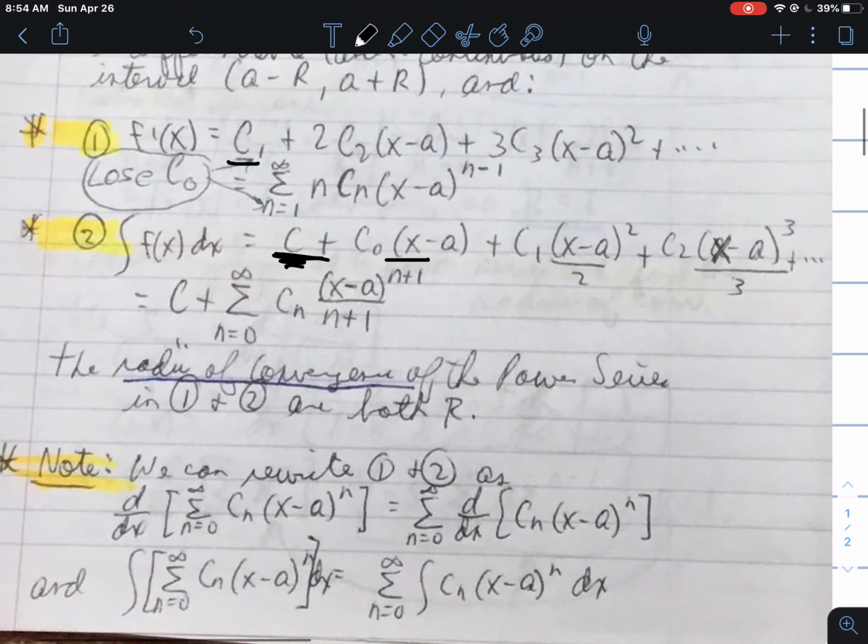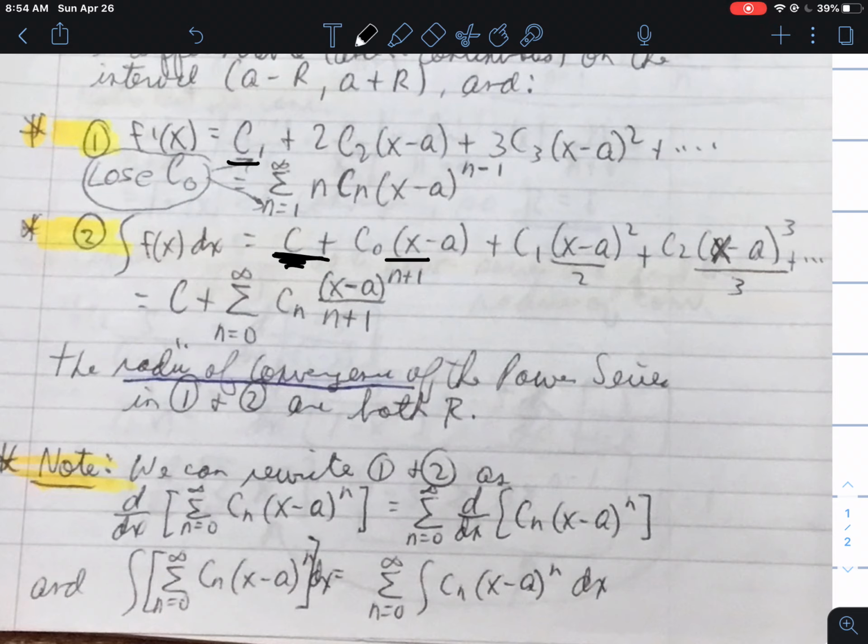The radius of convergence of the power series, whether you're differentiating or integrating, is still r. Right, so whatever the radius of convergence is for your series, the radius of convergence for its derivative and its integral are the same. Now, the interval of convergence may change. I'll mention that in a second, right?